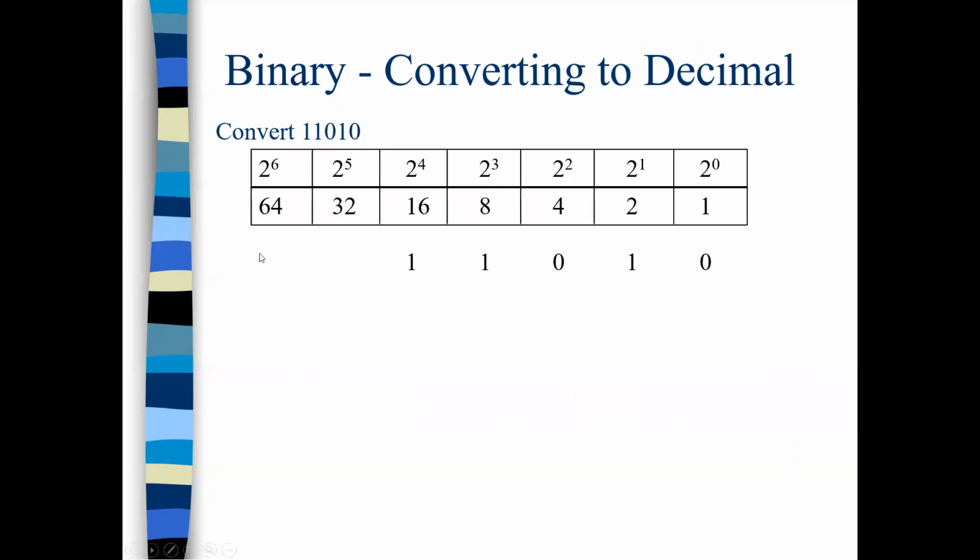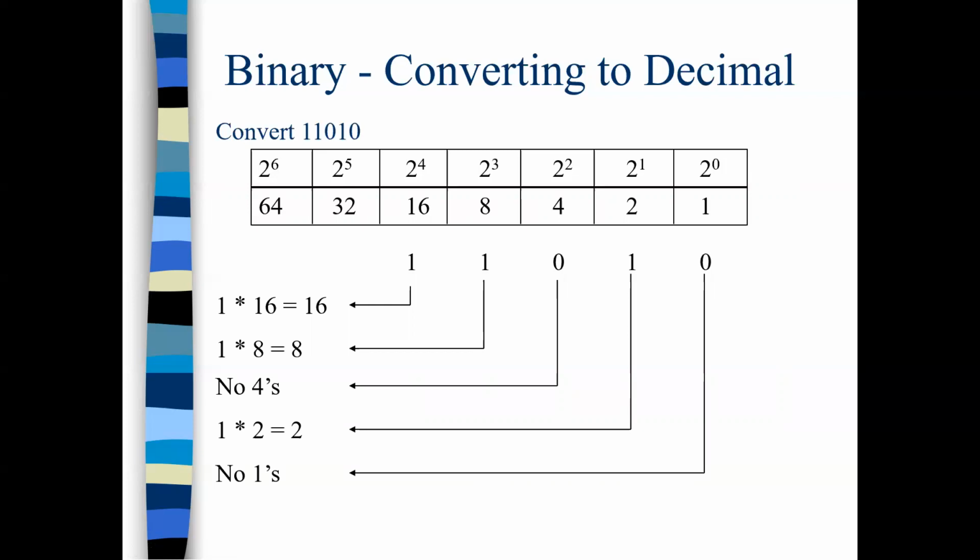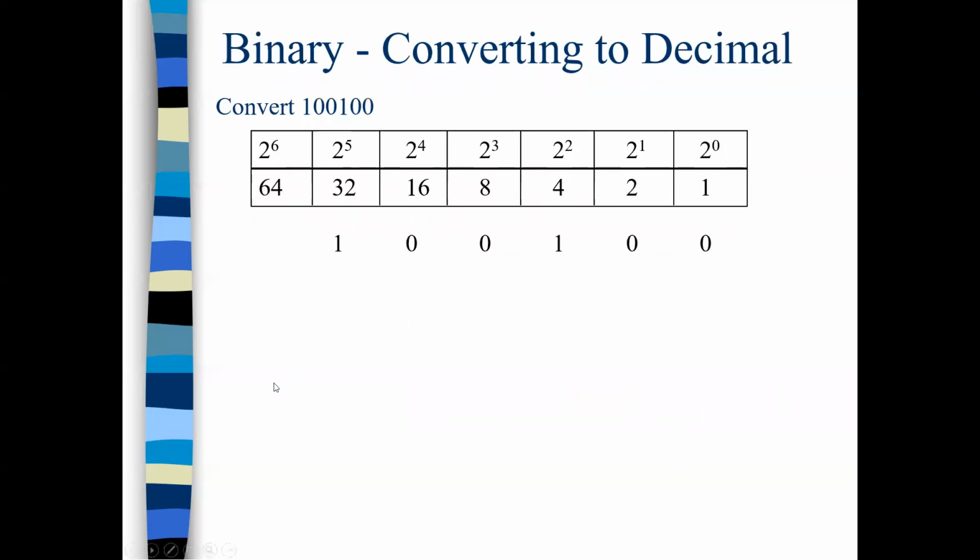Perfect. Now, again, we could do that math. We could say, oh, we have 1 16, we have 1 8, and we have 1 2. But since we're working with binary, we can never have more than 1. So we can just add up our columnar value. Okay, what about this one?